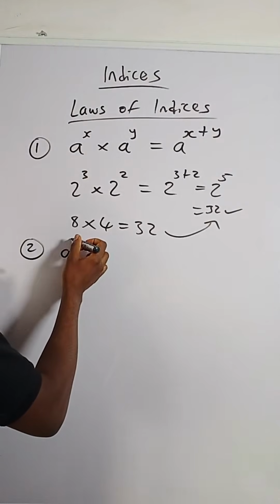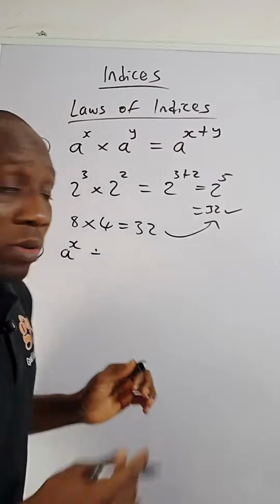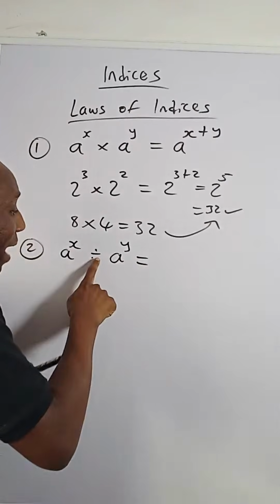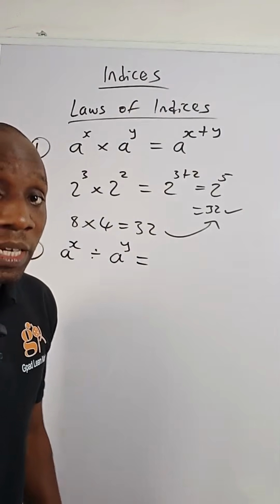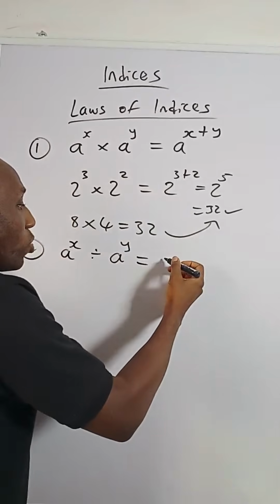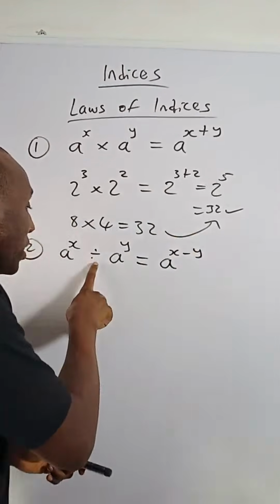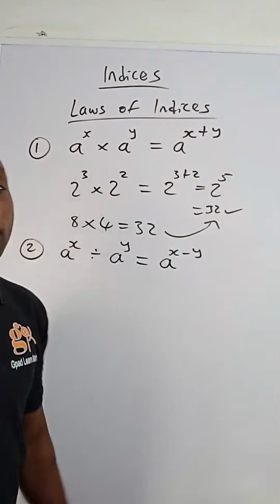A raised to power x, divided by a raised to power y. This is the division law. Because we are dividing the same base, this will be equal to a raised to power x minus y. So for division, you subtract. For multiplication, you add. Same base.